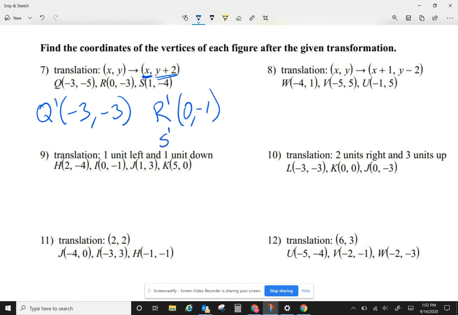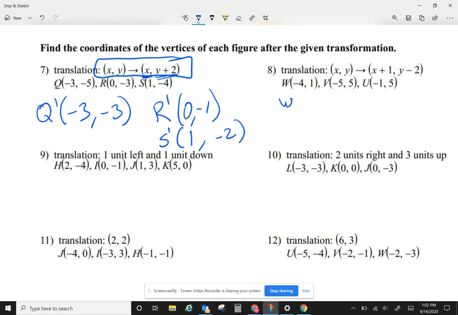And for s prime, my coordinates should be 0, -2. I mean 1, -2. Don't do anything to the x value. Just add 2 to the y. If I was to look at these directions and I had to graph that, don't move sideways, just go 2 up. Let's take a look at question number 8.